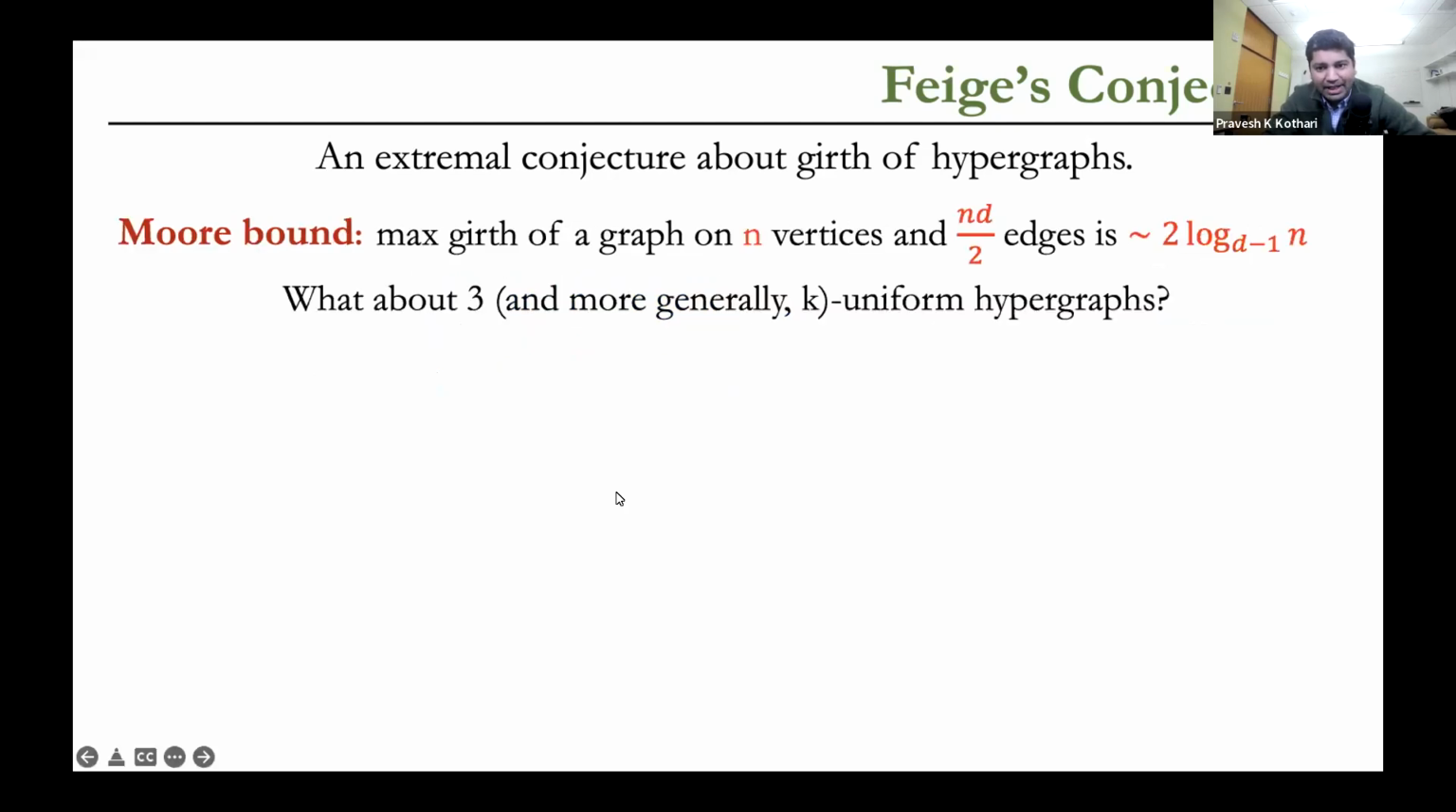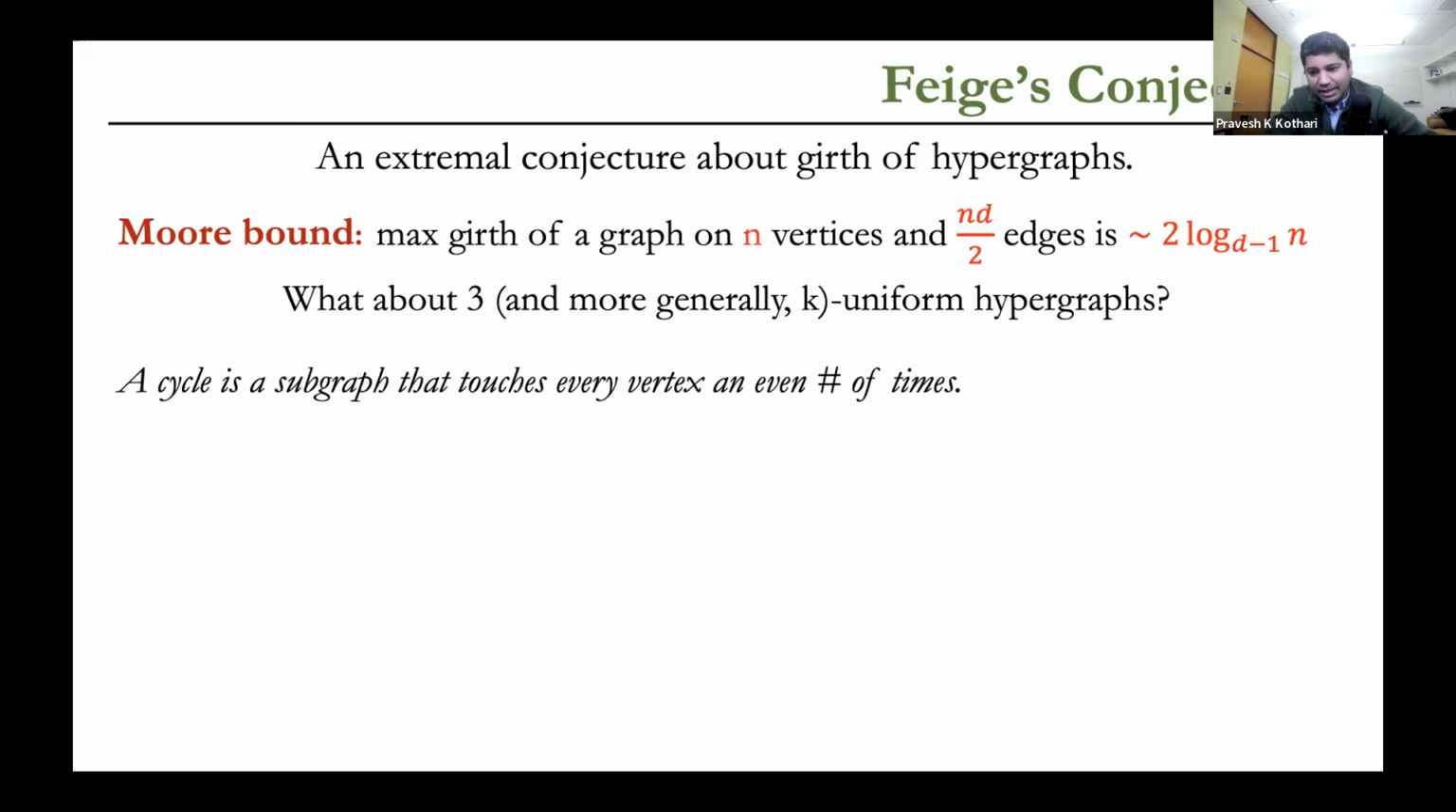I want to talk about a similar conjecture for hypergraphs. Okay. And this is the conjecture that Feige made. So, I have to tell you what a hypergraph cycle is. So a cycle in a graph was a subgraph that you can think of as a subgraph that touches every vertex an even number of times. Okay. Really, if you take such a graph, it's a union of cycles. But the only property I want to remember of a cycle is that every vertex appears an even number of times in it. Okay.